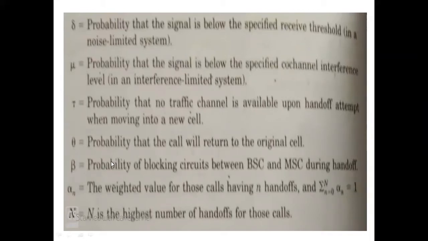And alpha n is the weighted value of those calls having n number of handoffs. So alpha n represents the weighted value when we have n number of handoffs. We also have a formula here that represents the alpha n value: summation n equal to 0 to N, alpha n is equal to 1. That is, if you sum all the handoff calls, the total is equal to 1. So alpha n is the weighted value of those handoff calls.